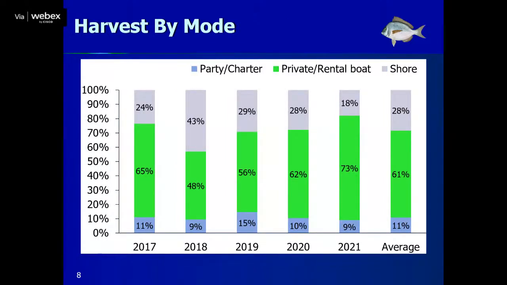As for recreational Scup harvest by mode, over the past 5 years, the majority of landings is by private or rental boats, averaging about 61%, followed by landings from shore anglers at about 28%, and for hire trips at about 11%.